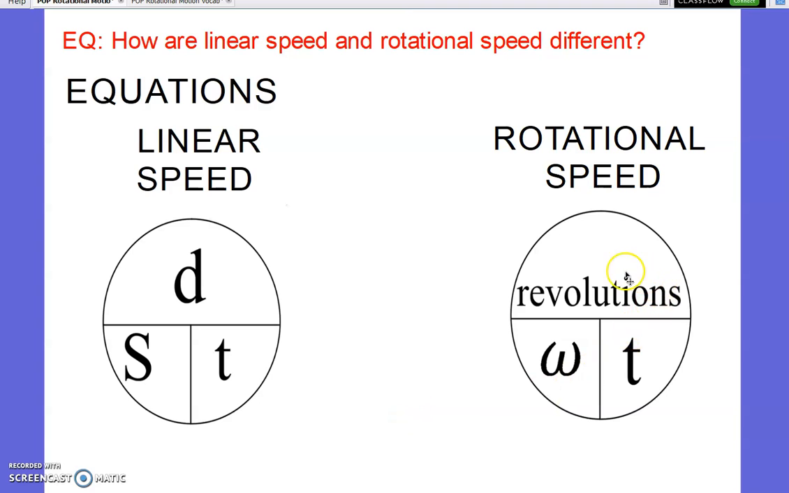The equation for a rotational speed, we have this funny looking symbol here. It almost looks like a W, but it's not. It's actually a Greek letter, omega. And omega represents the rotational speed. It could be measured in either revolutions per second or rotations per second, or revolutions per minute, or rotations per minute. A lot of times we abbreviate these as RPS for revolutions per second, or RPMs as revolutions per minute.